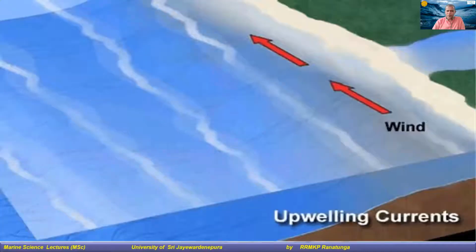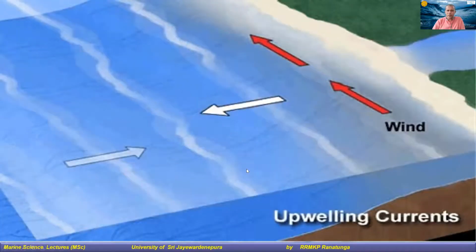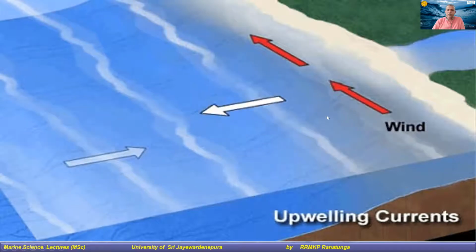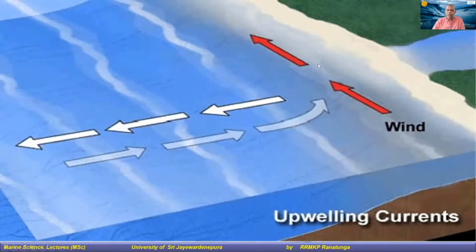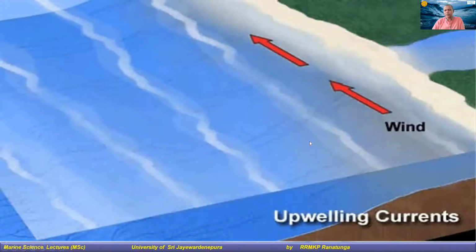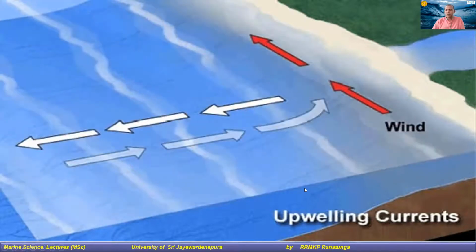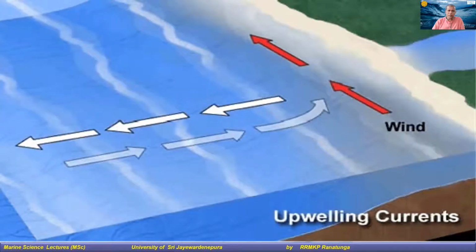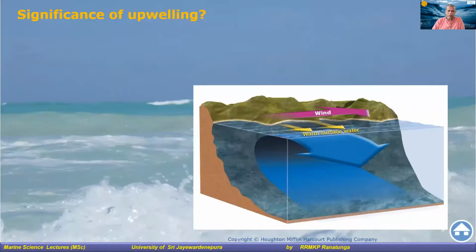So this concept is very important. As you can see here, the surface water is moving away from the beach, and the bottom waters will come to the surface to fill in that gap, making upwelling. And this is called the upwelling currents, which is one of the very important processes in the ocean. I hope you got this concept of upwelling.